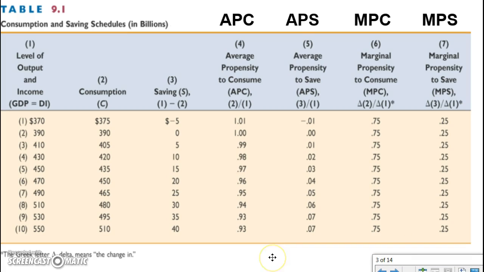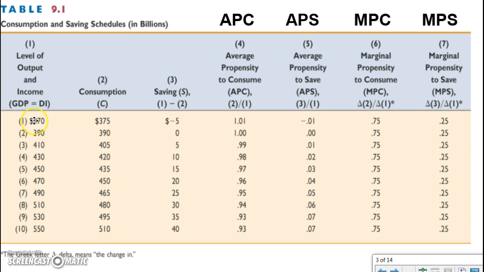It looks a little bit complicated at first, but it's really not very complicated. So the first column is simply income. And what they're saying here is that GDP equals disposable income. So we're assuming a closed private economy. There is no government. There is no taxation. Everything that's produced becomes income to somebody. So these are varying levels of income. And these are varying levels of consumption that correspond to the income.